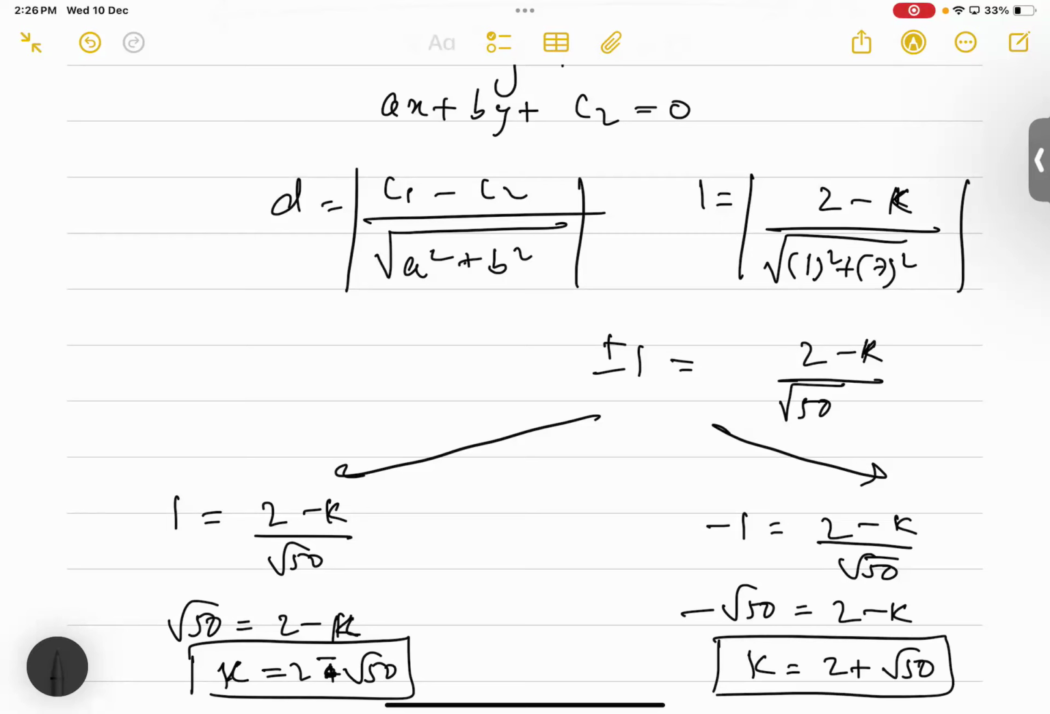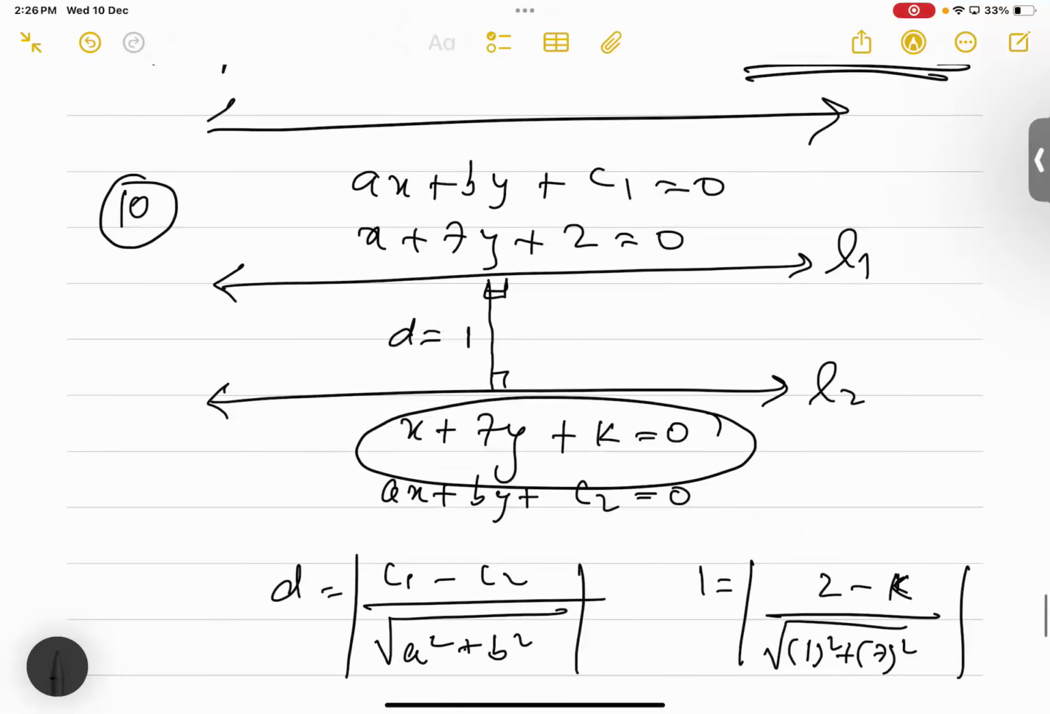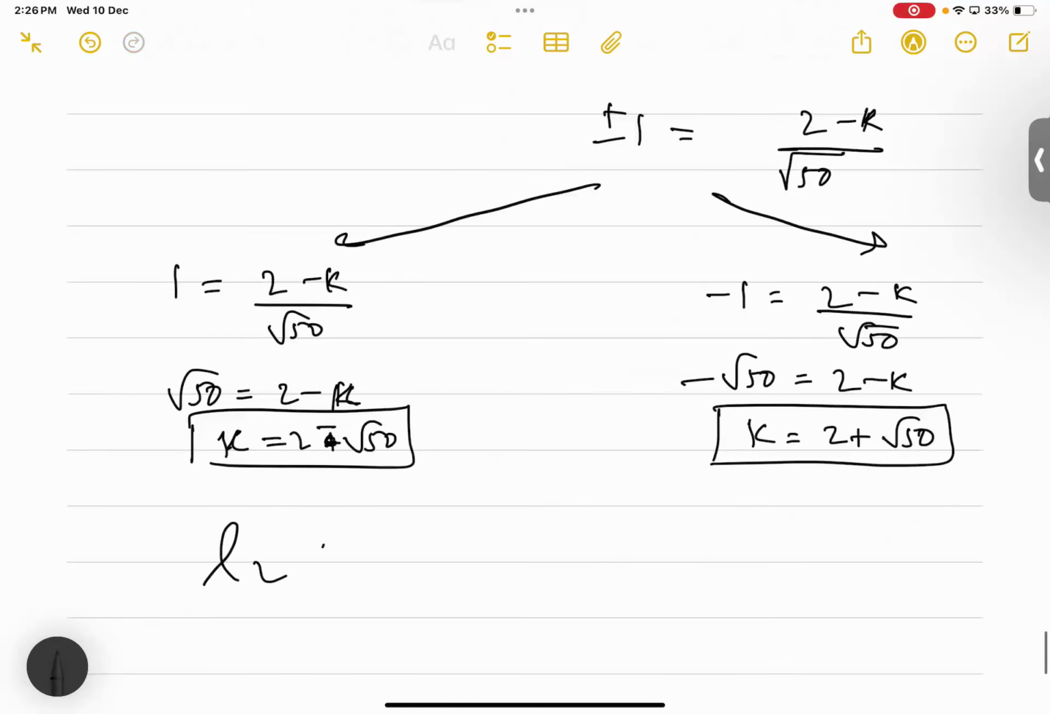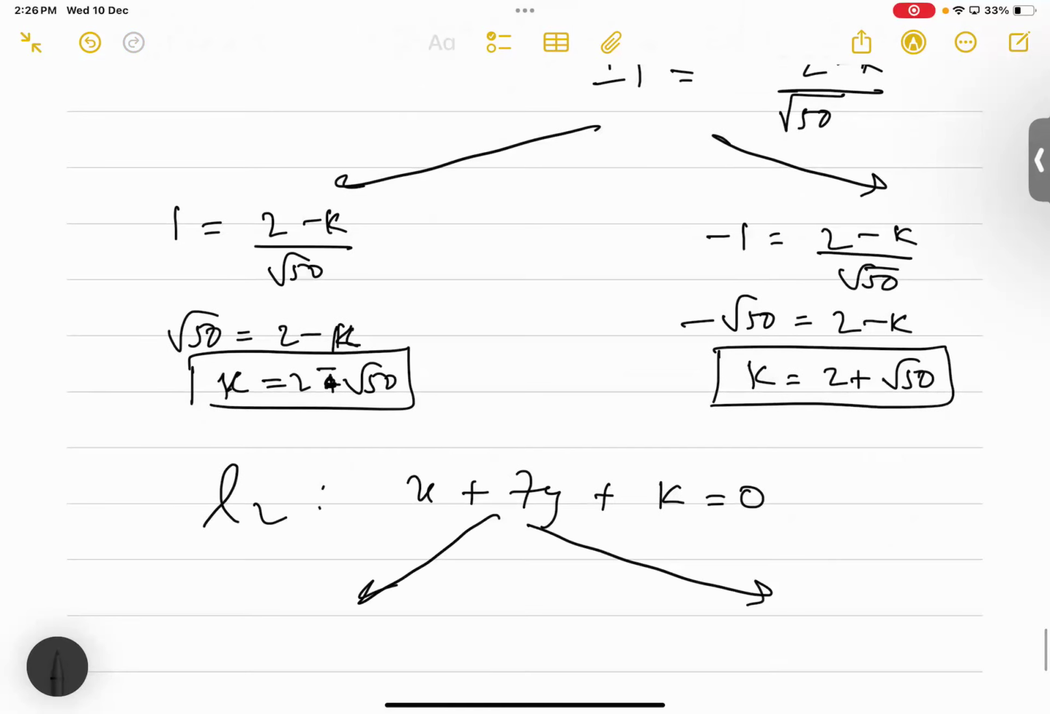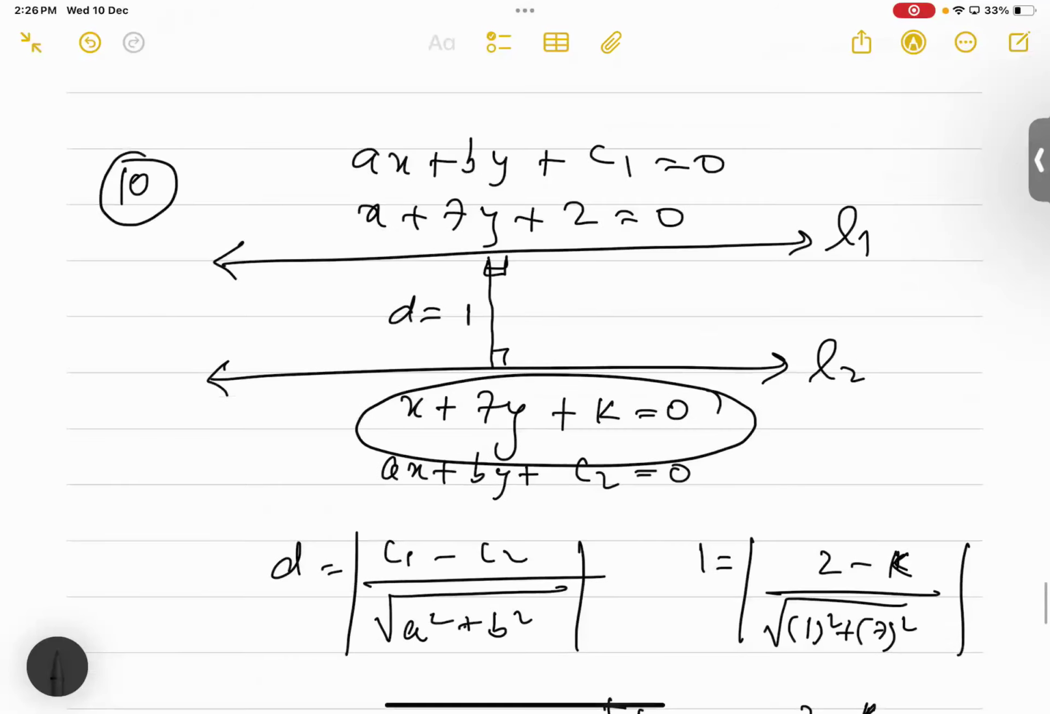Now, since we got two different values of k, we can put it over here. We'll get two different lines. Correct? So maybe the other line is parallel over here at the top. Fine? Okay, so L2: x plus 7y plus k is equal to 0. So there are two cases: x plus 7y plus 2 minus root 50, and x plus 7y plus 2 plus root 50 equal to 0. So only the k value is changing. So these are the two equations. Correct? Yes or no? Start copying.